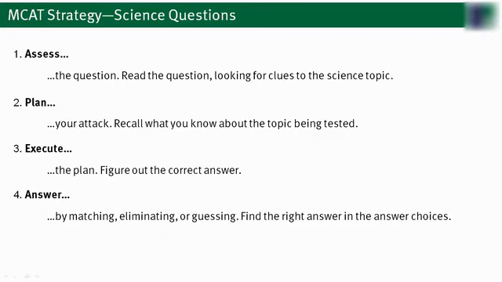The way it applies is that when you assess, you look for clues to the science topic in the question stem. When you plan, you need to recall what you know about that topic. When you execute, you're going to apply that and figure out the correct answer. And then in the fourth step, you need to find the right answer in the answer choices. Roughly speaking, for each question that we see in this lesson, we'll first see the question without answer choices, and we'll do the first two steps, assess and plan. Then we'll bring in the answer choices and give you a chance to do the execute and answer steps.